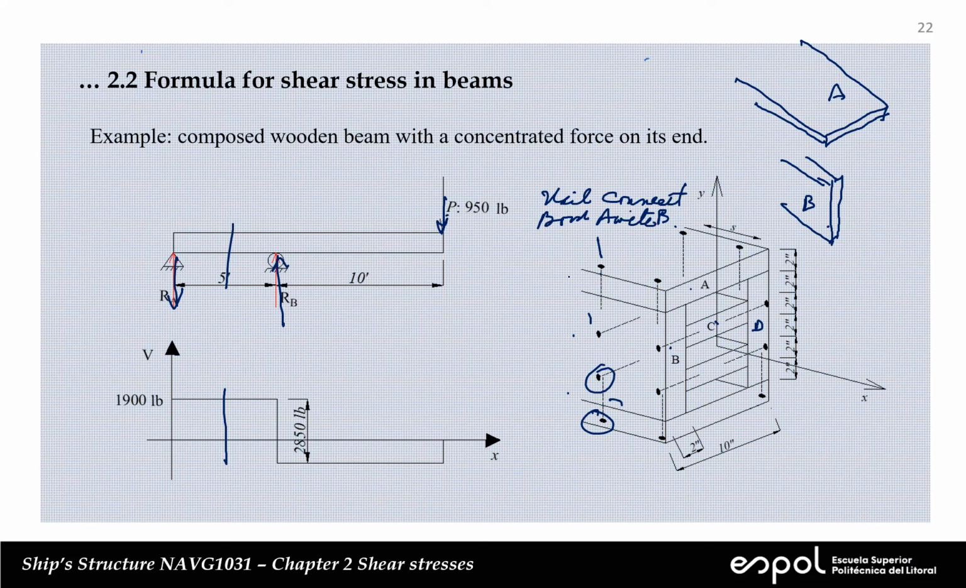So we have several pieces, and we have to join them. We're going to calculate how many nails we need in order to connect board A and board B. And then we're going to do something similar to connect board B and board C, without formulations. Now let's do it. We see that in the area between the two supports, we have the largest shear force. In that area, we are going to concentrate.